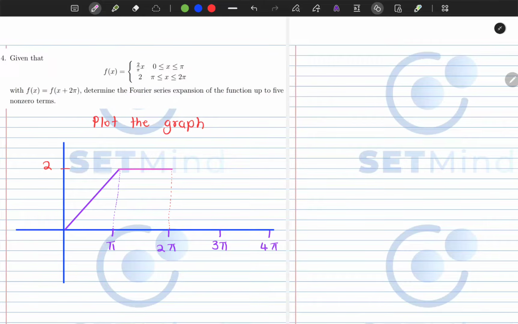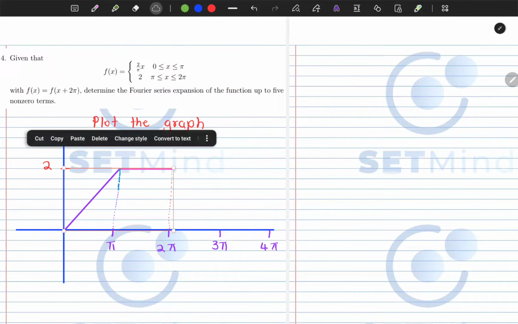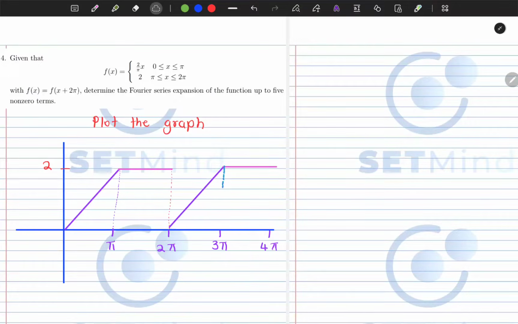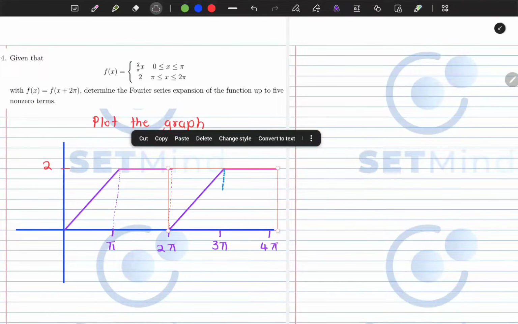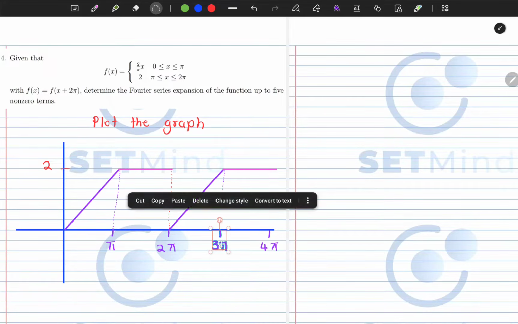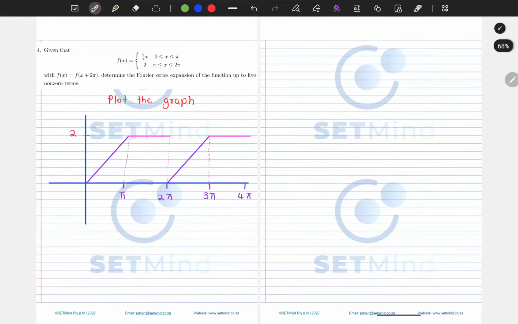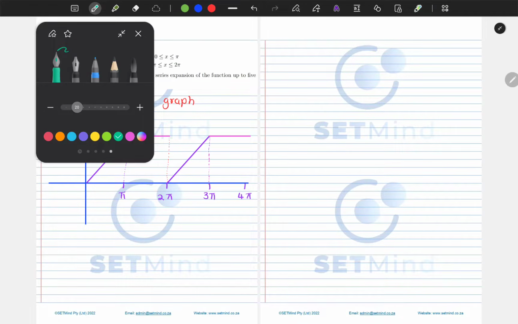And our graph repeats itself again and again after every 2 pi period. What does that mean? It means I should copy the graph, paste it here, and that is how it's going to behave. Okay, and it's going to repeat itself again and again and again with this same trend. So that is how our graph looks. It does repeat itself again and again, as you can see here. And then depending on where they want you to evaluate your graph, you will then need to do the maths.